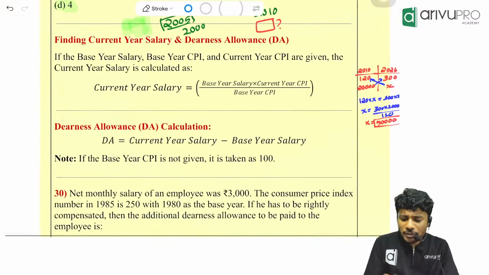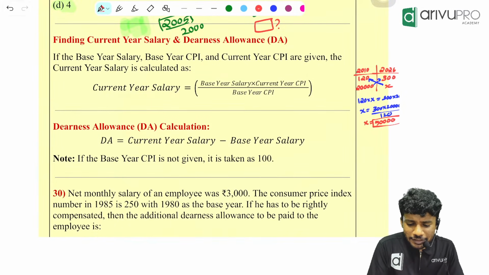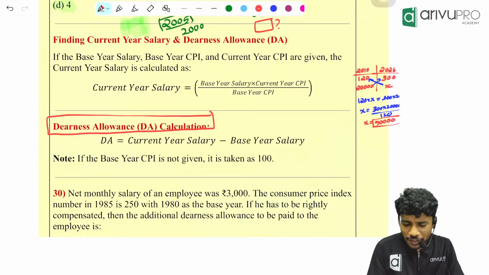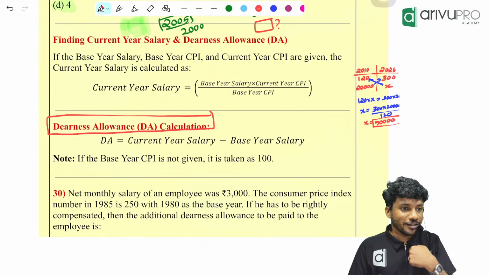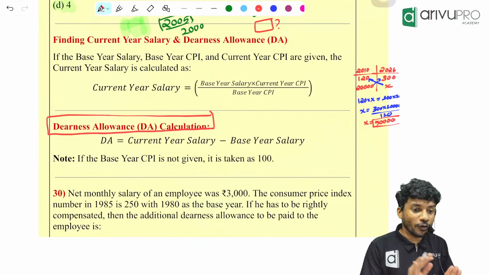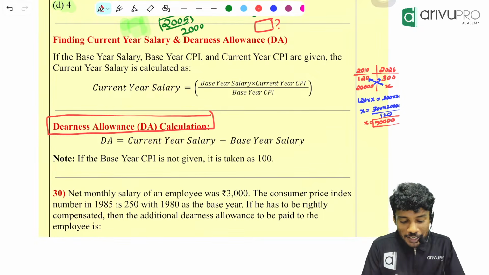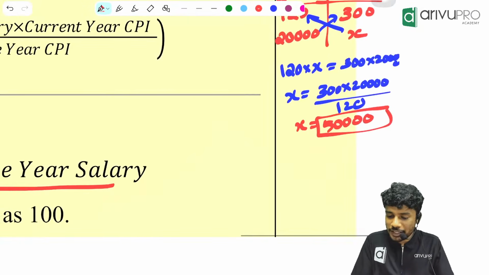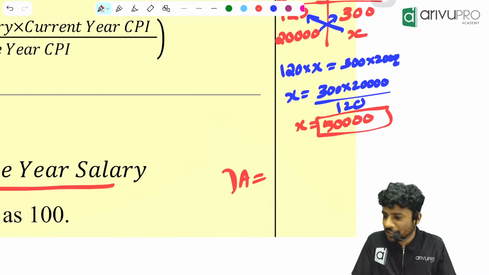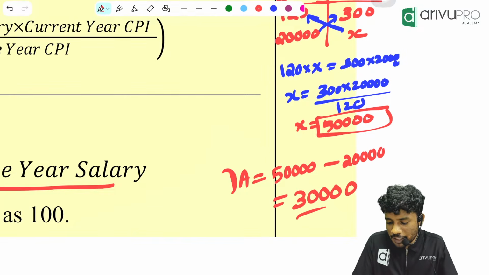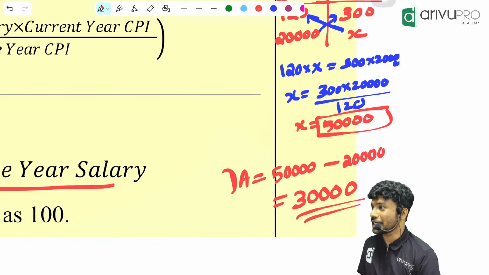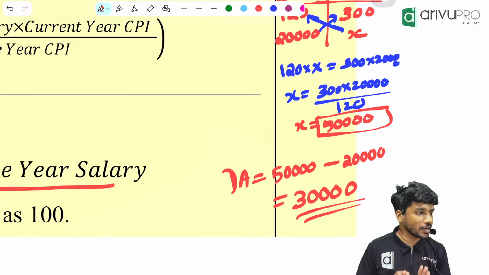Then, have you heard about a term called DA? In your accounts you would have heard about it: dearness allowance. Dearness allowance means how much extra they should pay me so that all the inflation is taken care of. DA is nothing but current year salary minus base year salary. Here, current year salary is 50,000 minus base year salary of 20,000. So the company should pay me 30,000 extra to compensate me correctly.